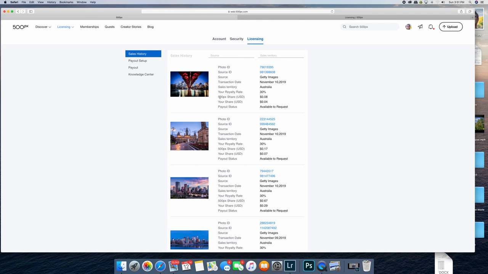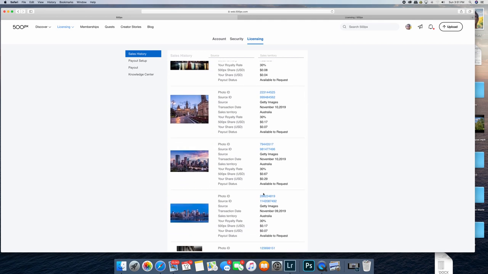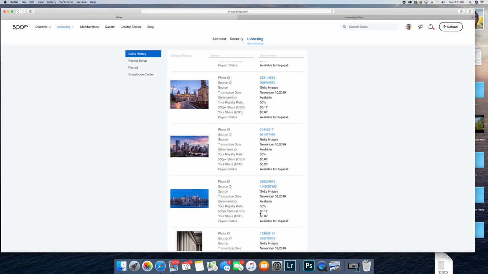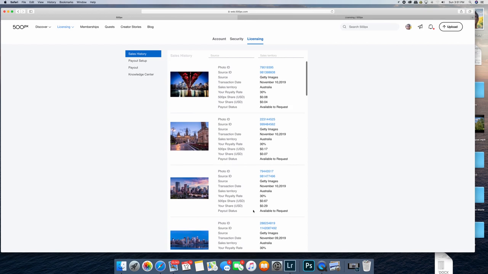But 500px's share on this first image is 8 cents, and my share is 4 cents. The next one down, 500px's share is 17 cents, and mine is 7. This one, the third image from the top, 500px's share is 67 cents, mine is 29, which is a little bit better. Here's another one, 500px's share is 17 cents, mine is 7 cents. So I went from making $30 or $20 with my 30%, and now I'm making 4 cents an image with my 30%.